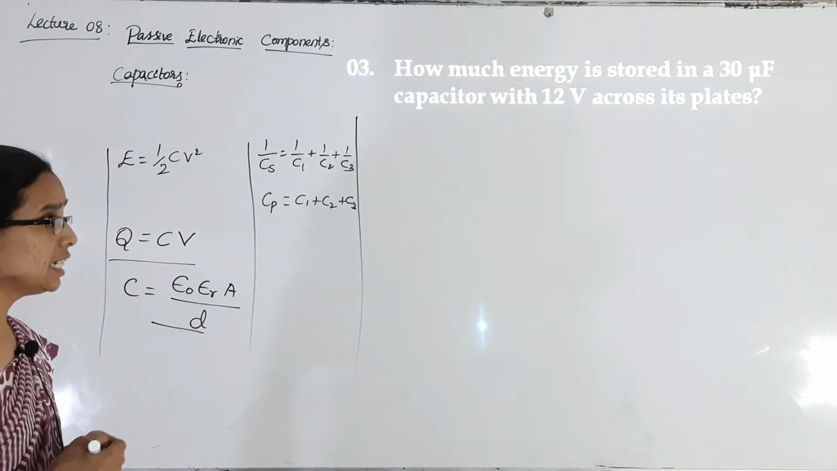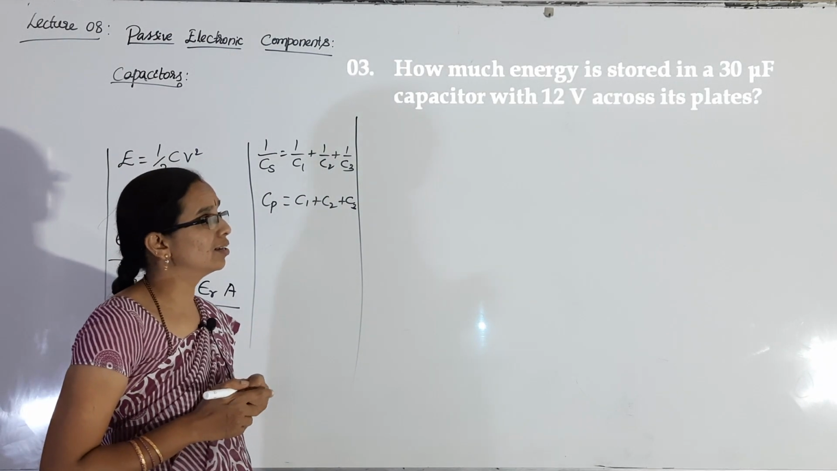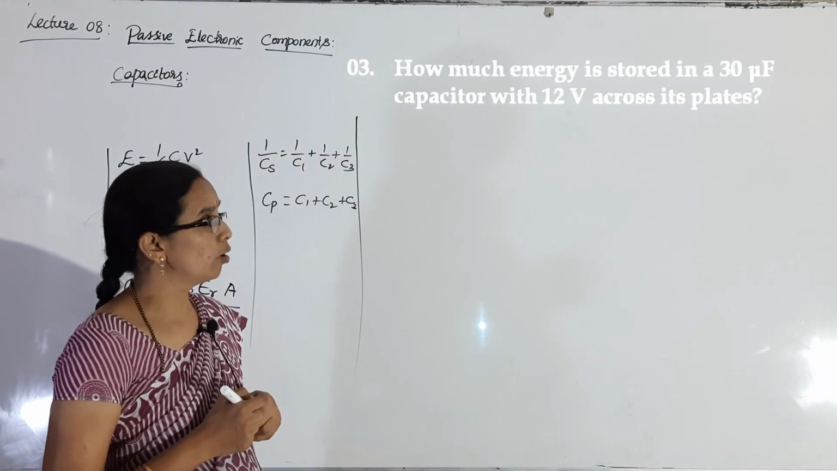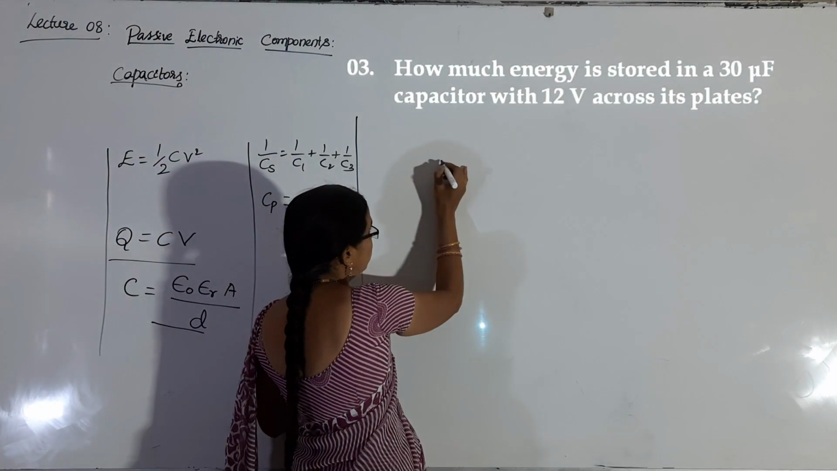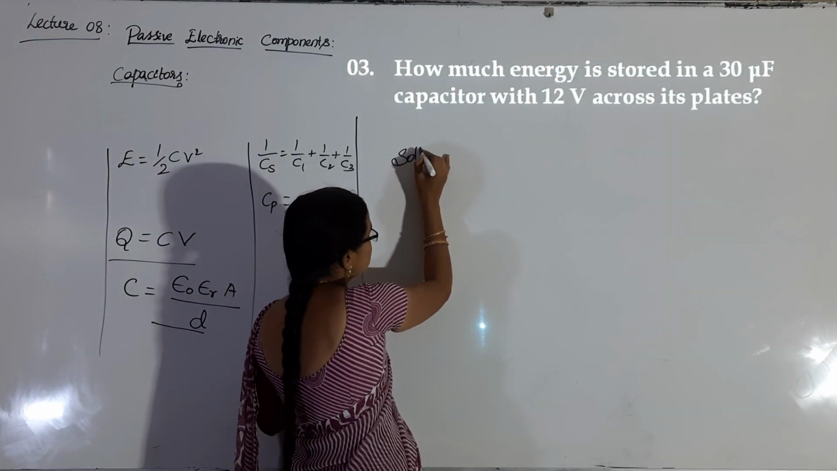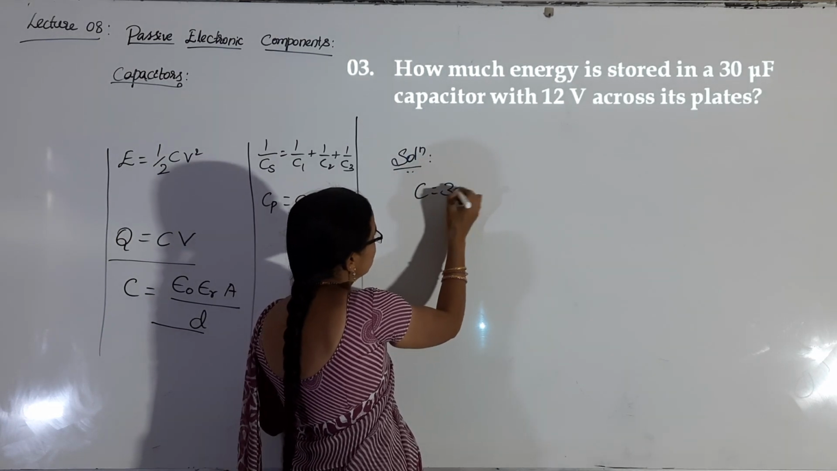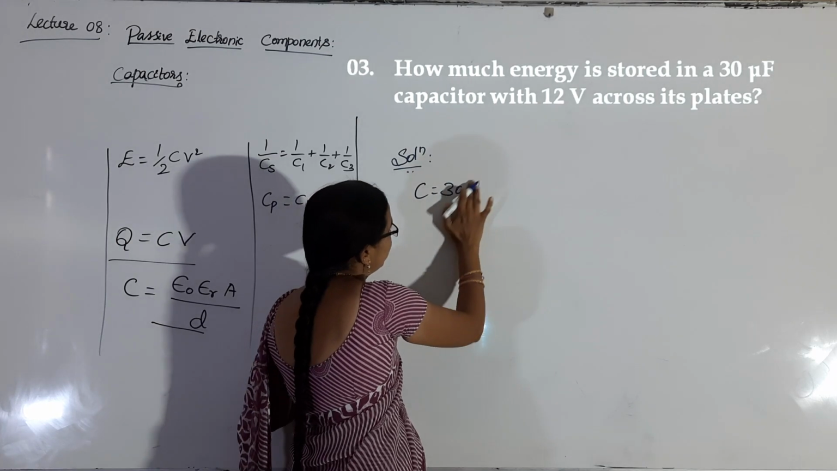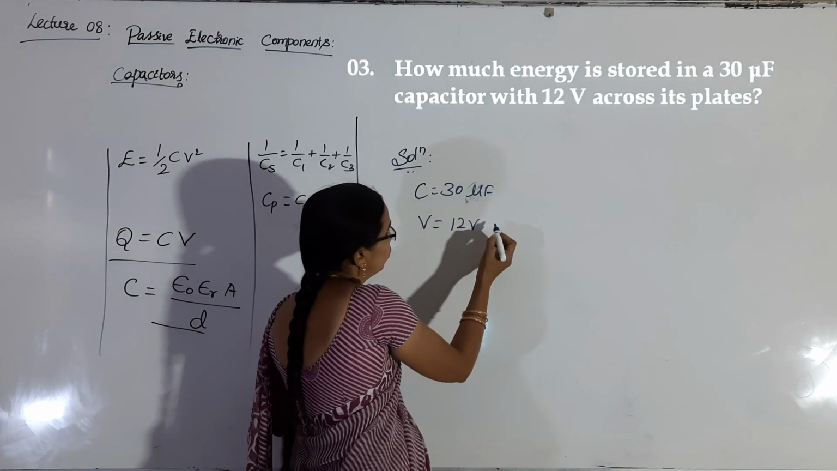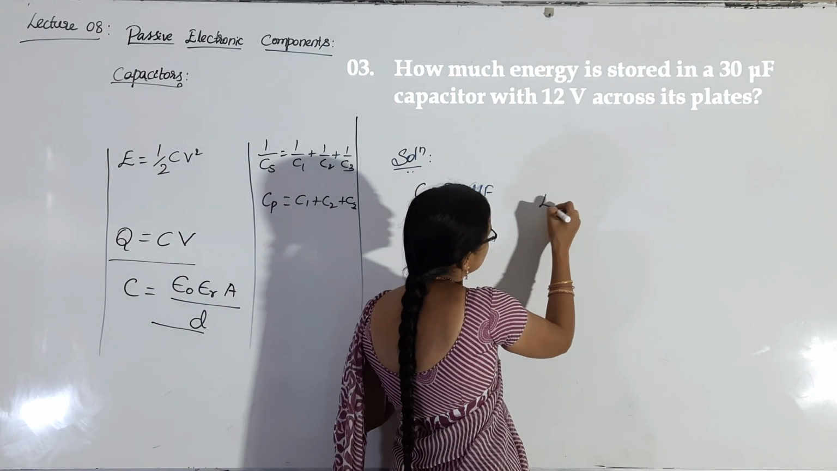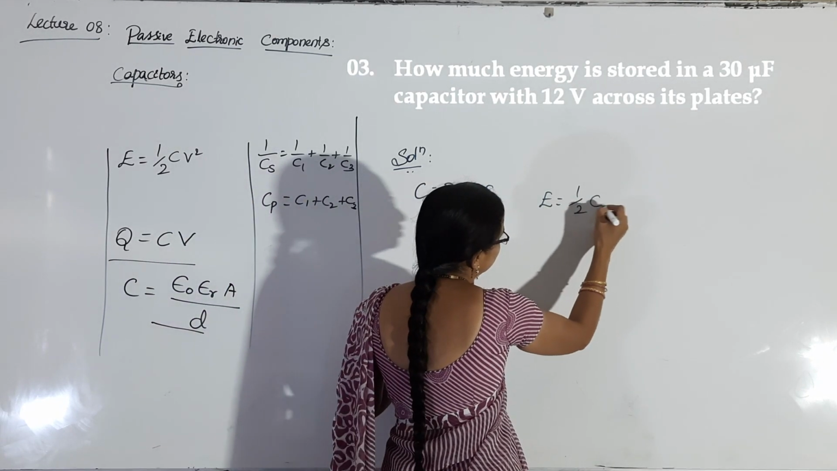Next is, how much energy is stored in a 30 microfarad capacitor with 12 volt across its plates. This problem will be asked for 2 or 3 marks. So we have a direct formula. What is given, we have to write down. Capacitance of the capacitor is 30 microfarad, and voltage across the capacitor is 12 volt. What we have to calculate is the energy stored in the capacitor. We have a formula, half CV square.